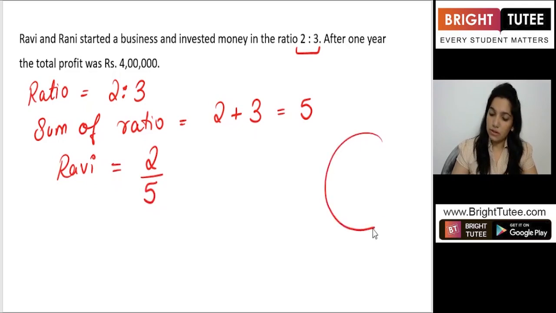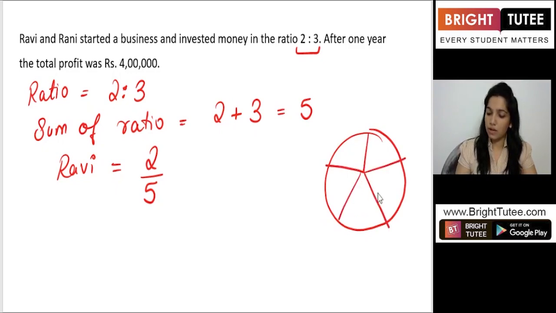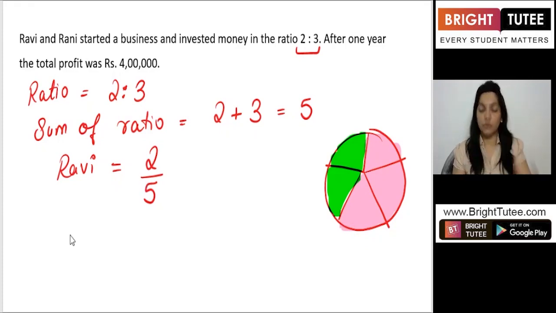If this circle represents the whole investment, and I divide this circle into 5 equal parts, though it doesn't look equal, just imagine that these are 5 equal parts. Ravi has invested 2 parts of it, and what Rani has invested is the remaining 3 parts. Clearly, the one who is investing more should get more of the profit, right? So Ravi has invested 2 over 5, that is 2 parts out of the total.